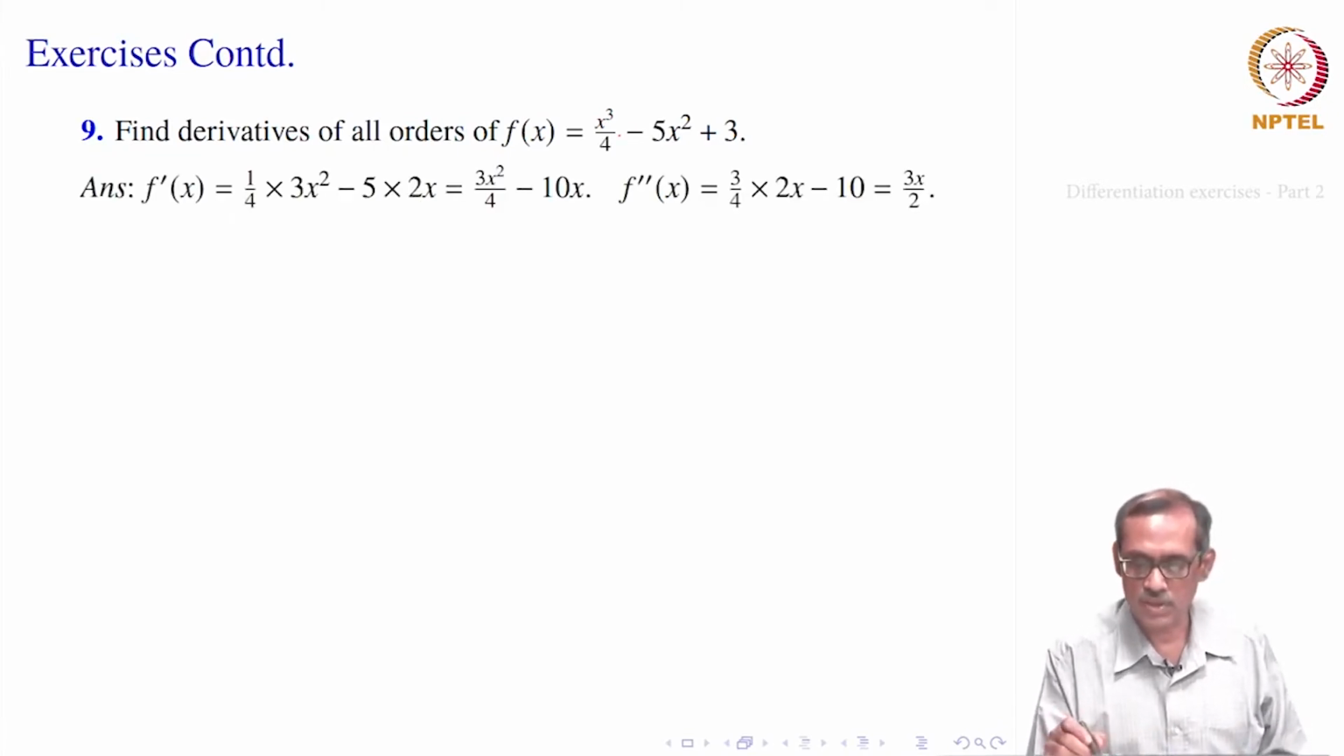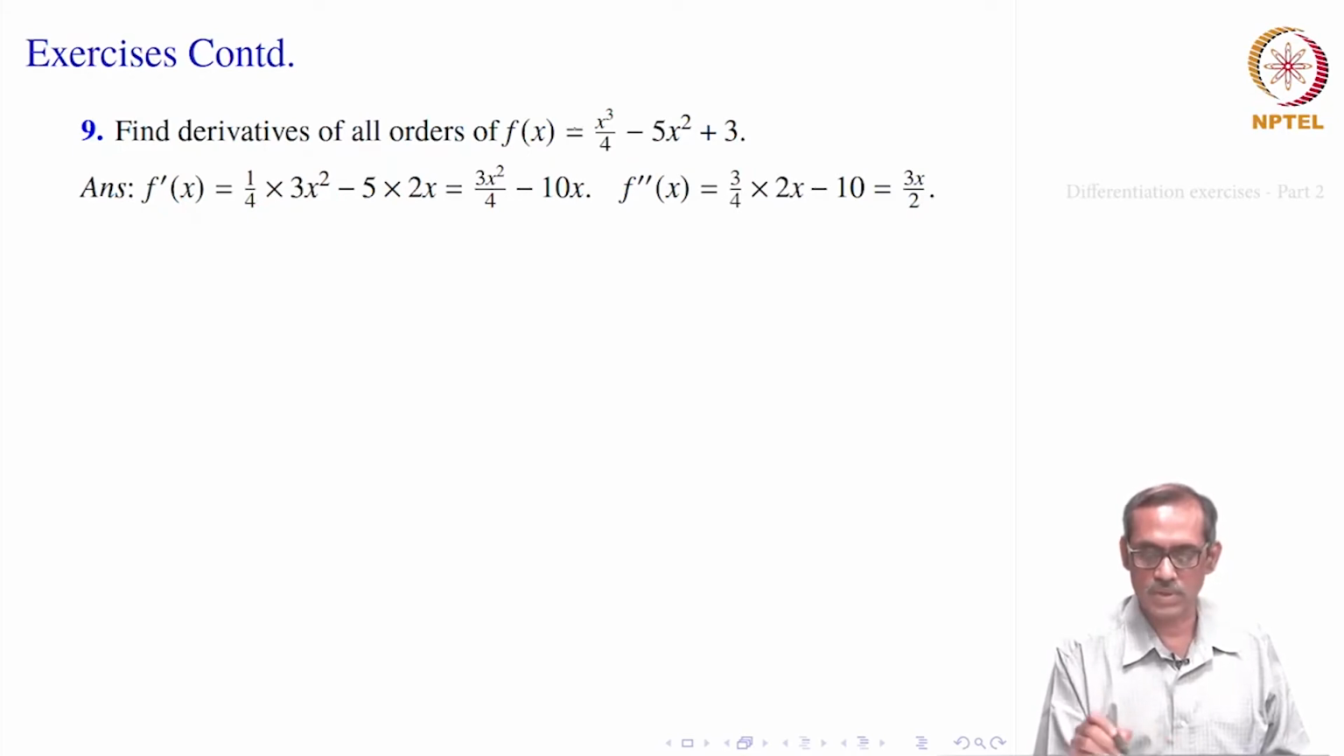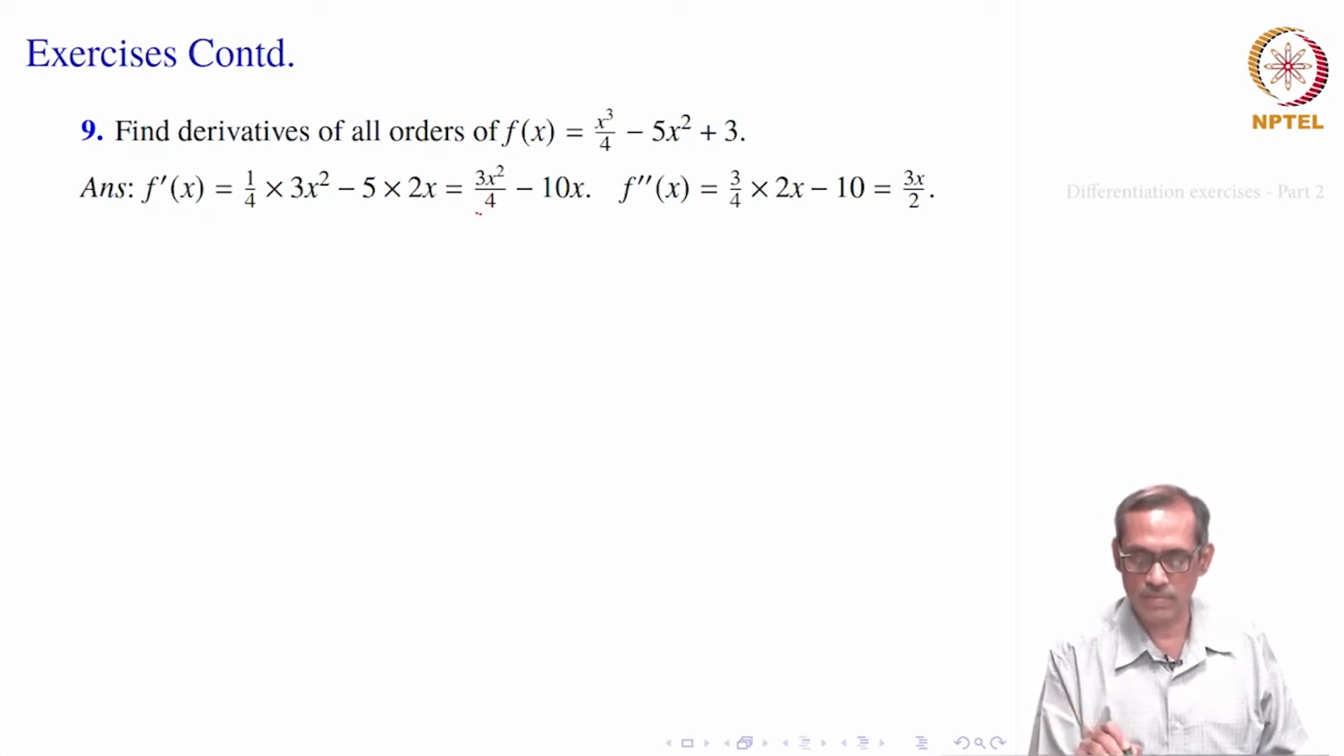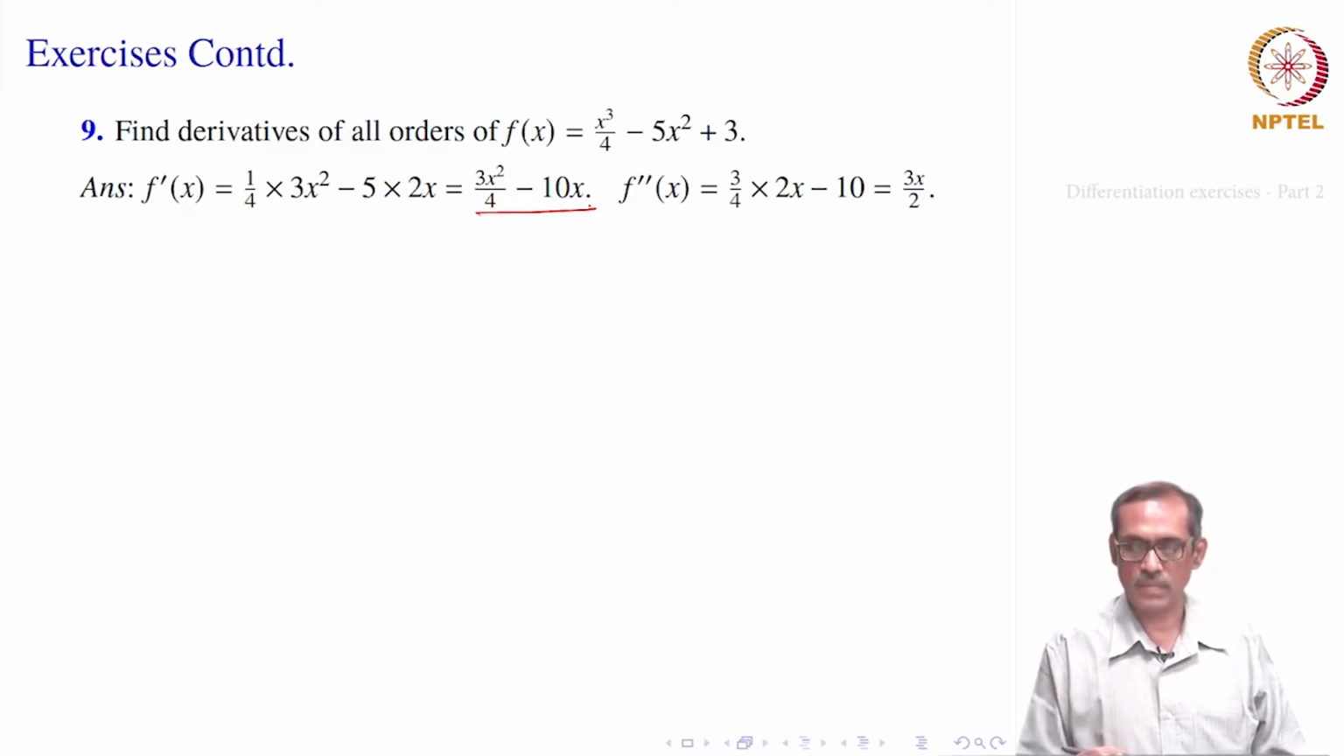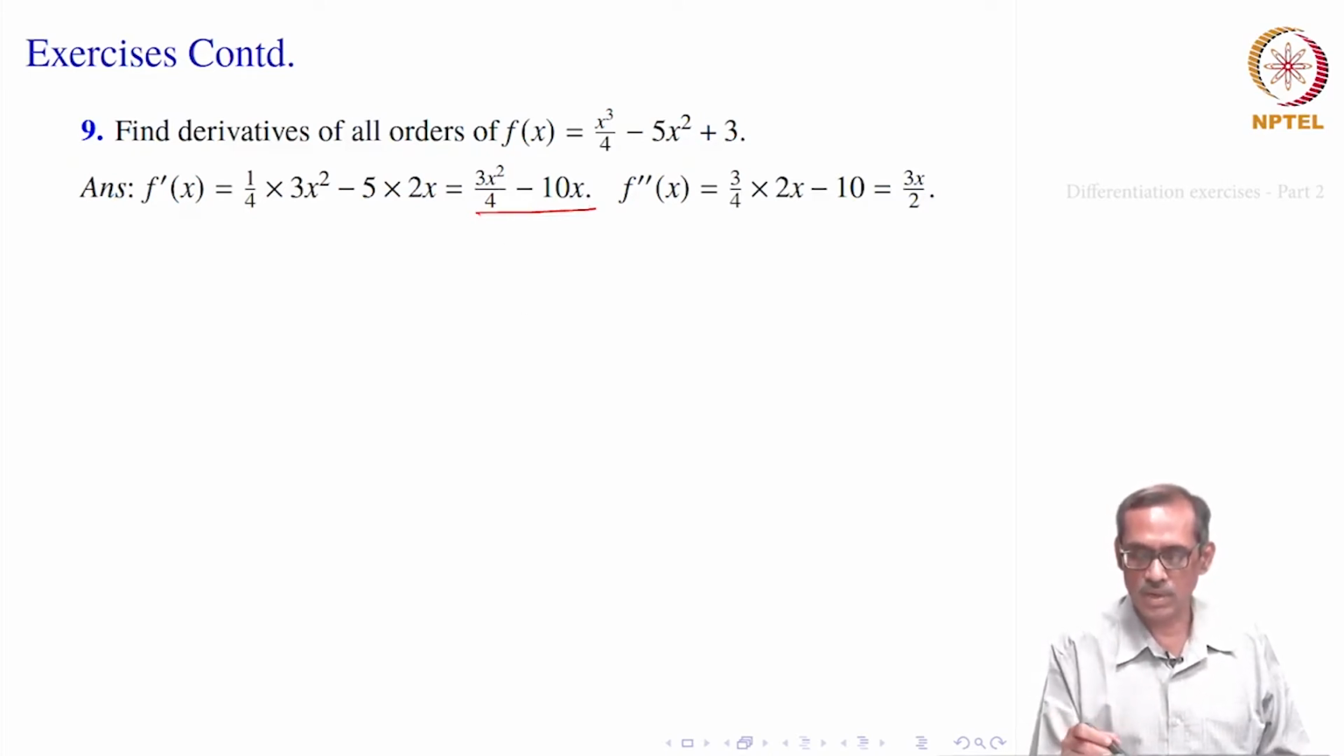F prime x is x cubed by 4 differentiation minus 5x square differentiation plus 3 differentiation. So, x cubed by 4 gives 1 by 4 times 3x square, minus 5 remains, x square gives 2x. So, that is 3x square by 4 minus 10x. Once more we differentiate. So, you get 3 by 4, x square gives 2x, minus 10x gives minus 10. So, that simplifies to 3x divided by 2.